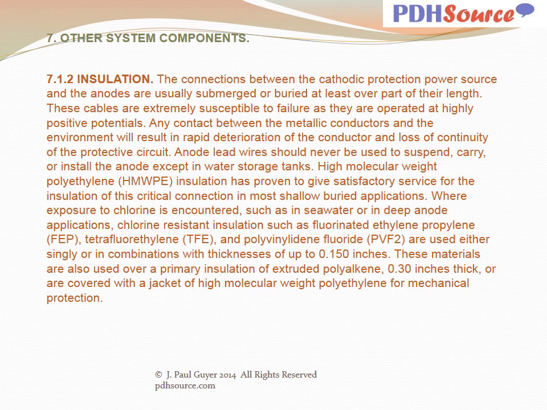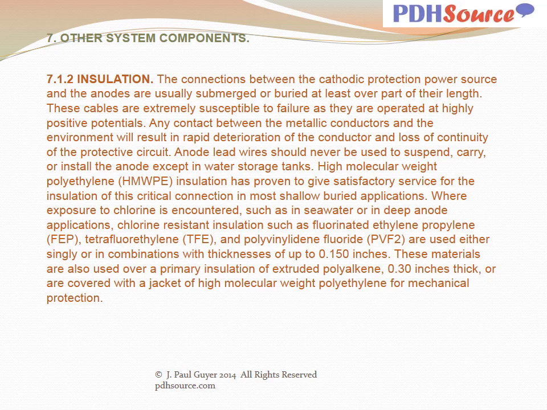The connections between the cathodic protection power source and the anodes are usually submerged or buried at least over part of their length. These cables are extremely susceptible to failure as they are operated at highly positive potentials. Any contact between the metallic conductors and the environment will result in rapid deterioration of the conductor and loss of continuity of the protective circuit. Anode lead wires should never be used to suspend, carry, or install the anode except in water storage tanks.